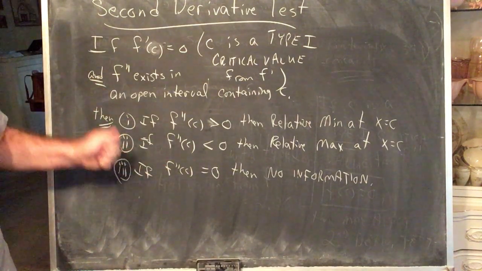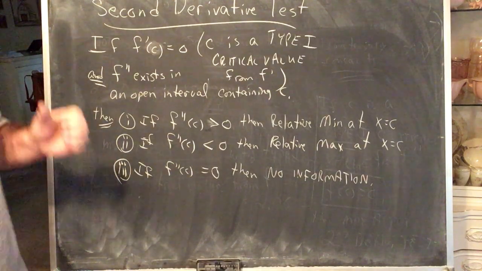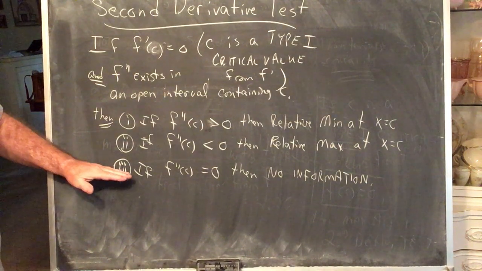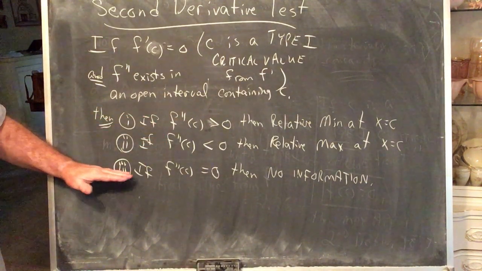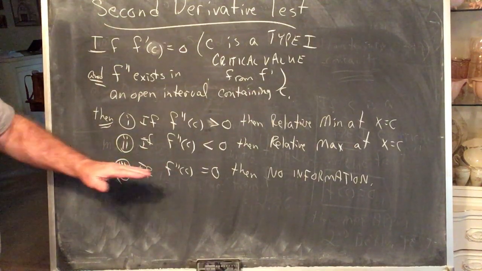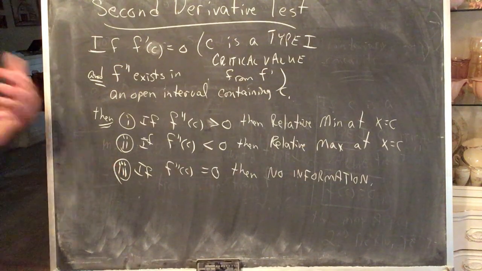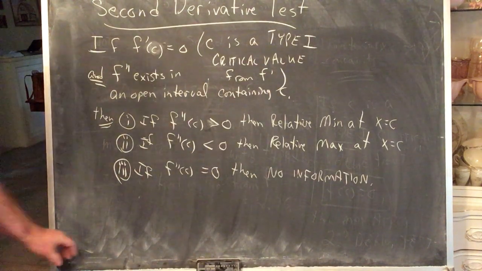It could be that there's a relative maximum. It could be there's a relative minimum. It could be it's neither one. In the third scenario, don't conclude too much. Don't conclude it's neither one. If it's in the third scenario, something else must be done. Typically, if you're in scenario number 3, what that means is you must go back and do a first derivative analysis, at least a part of it. And we'll talk about that as we work through the examples.